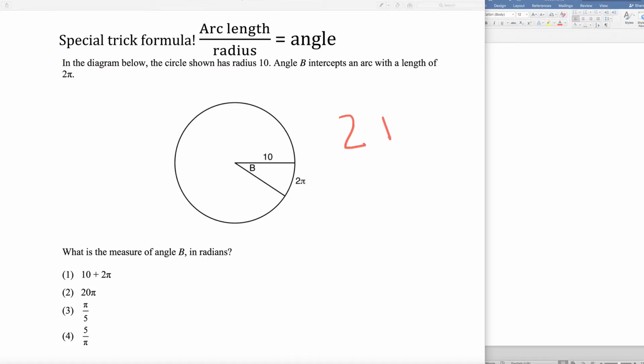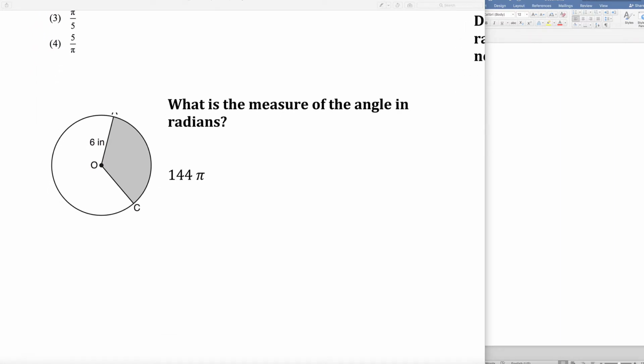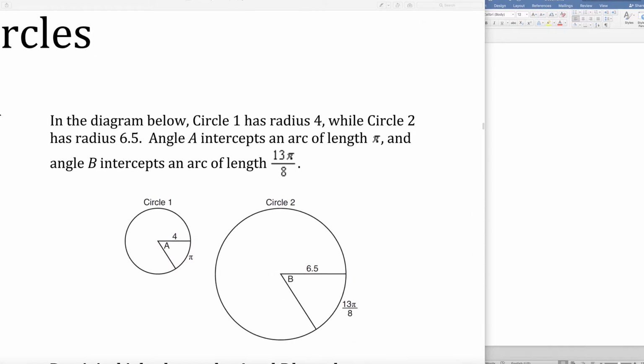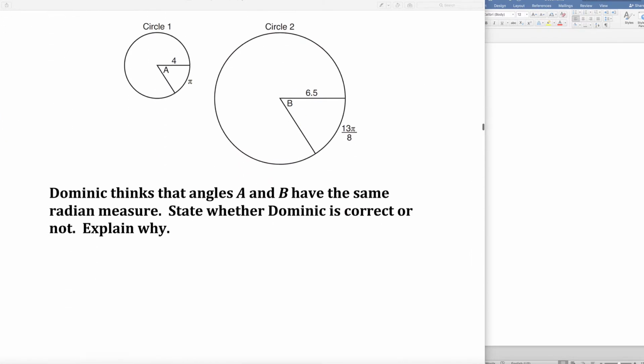So it would be 2 pi over 10. And then that would be pi over 5. Very simple. Right. Next one, again, 144 pi over 6. Next one here, pi over 4, 13 pi over 8 over 6.5.